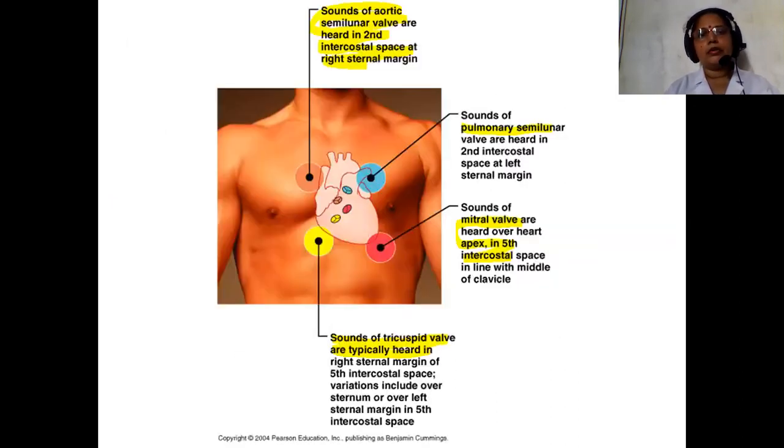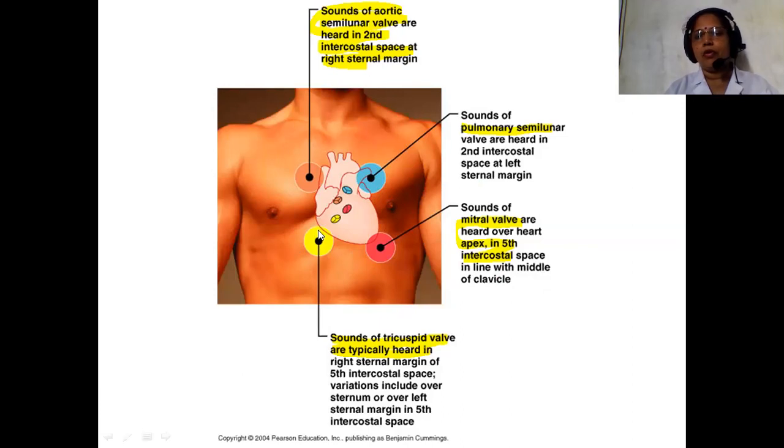Next part, what we have seen. These are all the surface markings for the first heart sound. Here you can see the sounds of the pulmonary semilunar valve, which are heard in the second intercostal space at the left sternal margin. Next you can see, third, the sounds of the tricuspid valve.